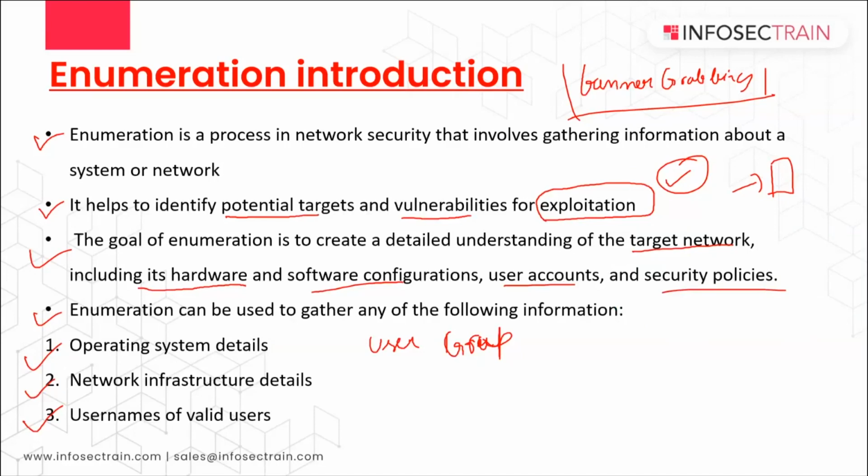So when we are talking about the target as well, what will be the target for enumeration? Similar, same as your scanning, what we were doing. So what were those? Server, router, right? Switches, network services. So these all could be part of it.